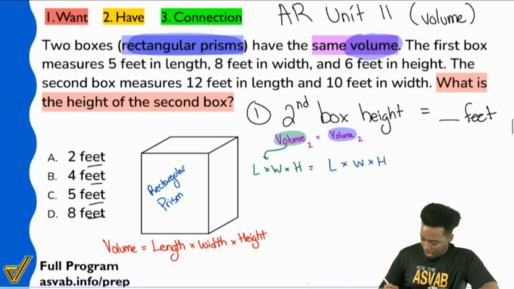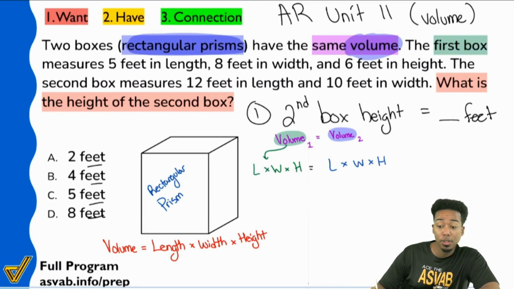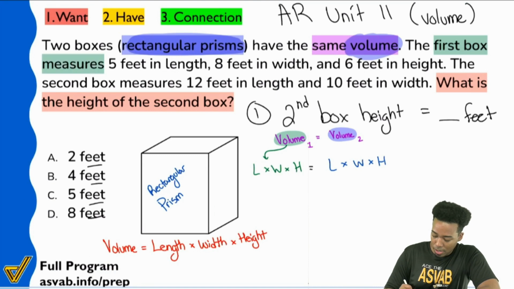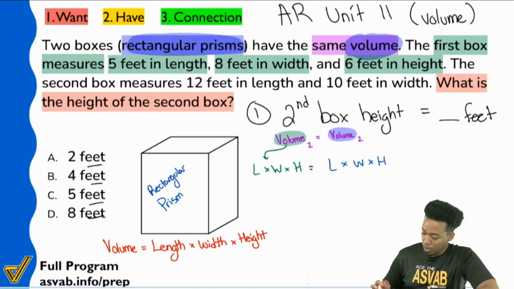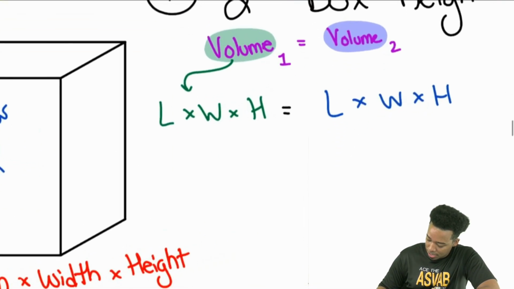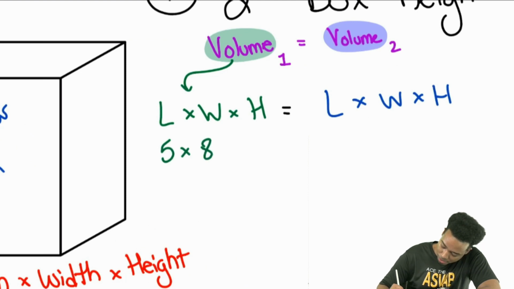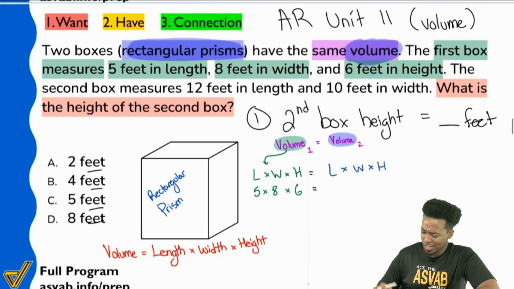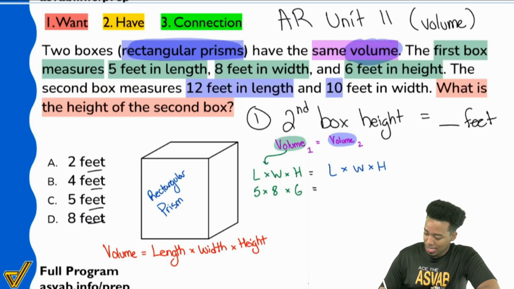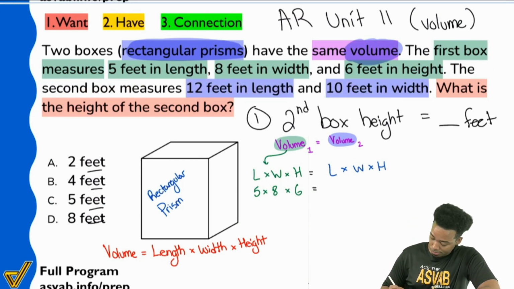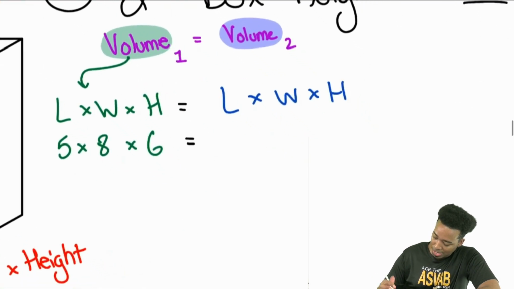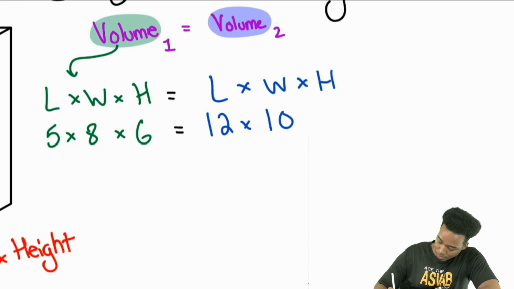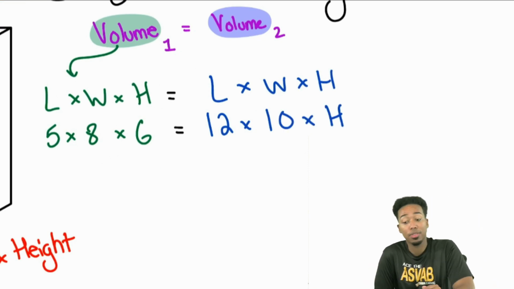Now watch this. The first box, that's what it says right here. The first box right above me measures 5 feet in length, 8 feet in width, 6 feet in height. Okay, so I'm going to put those numbers in: 5, 8, and 6. 5 times 8 times 6. Let's see what other information I have here. What else do they give us? Then it says over here, the second box measures 12 feet in length and 10 feet in width. Okay, great. So it looks like we're going to have ourselves 12 times 10. And then that h that we're looking for still right there.